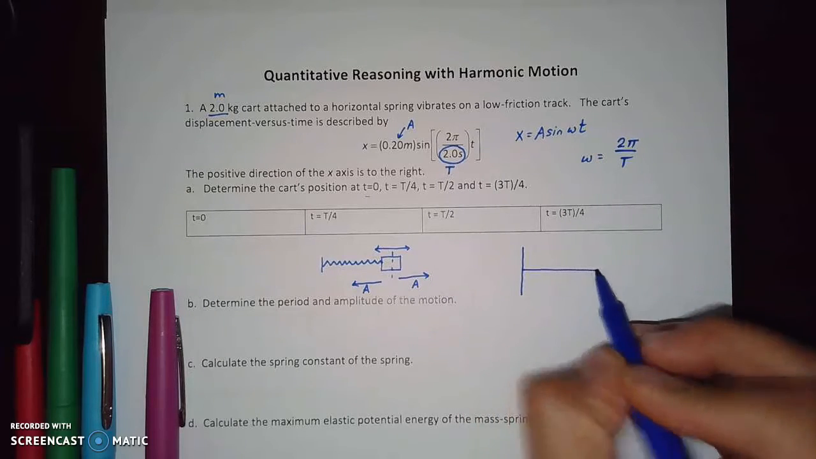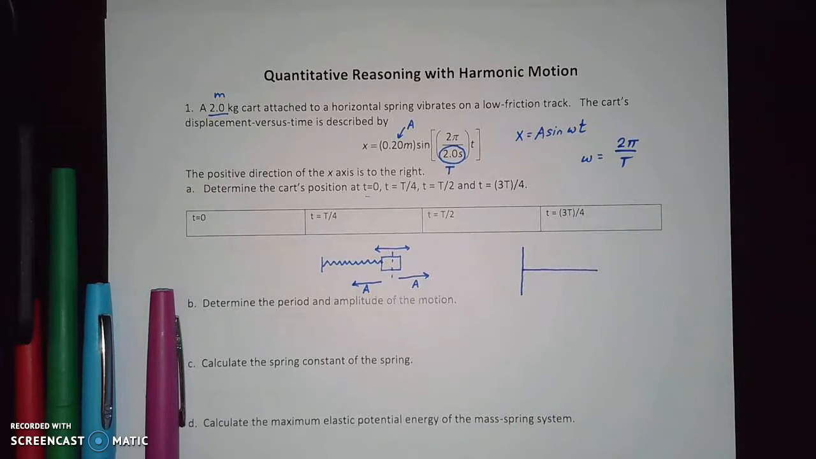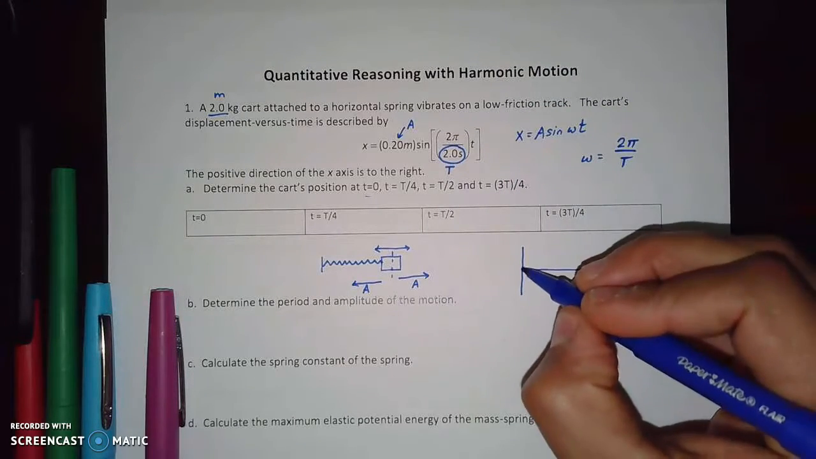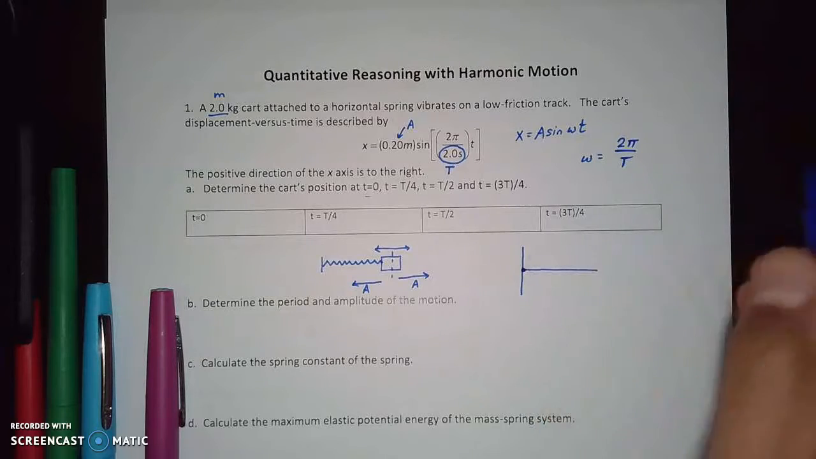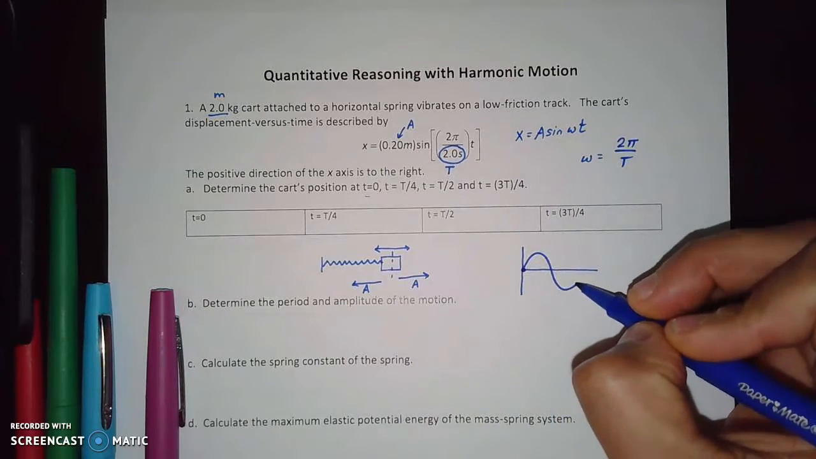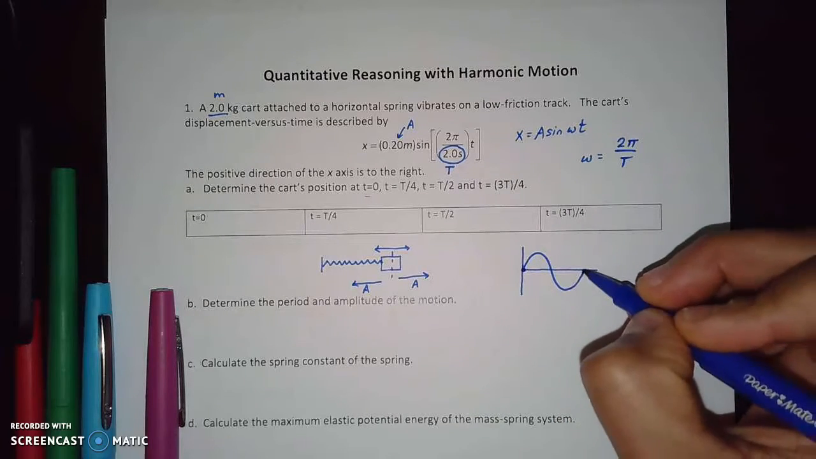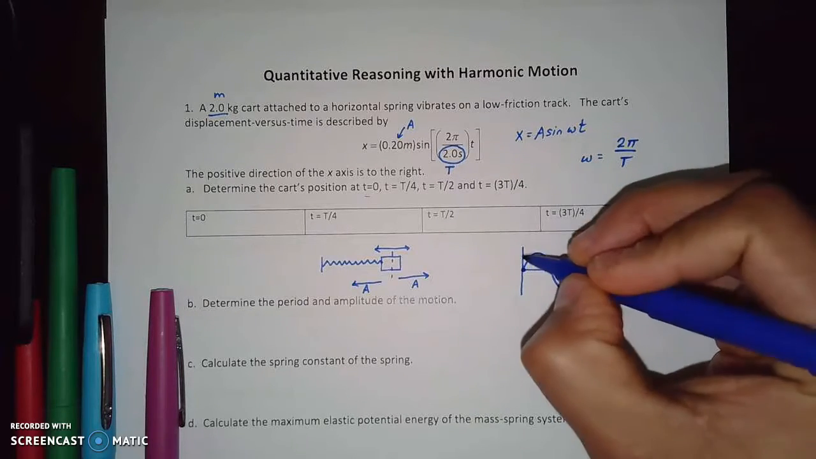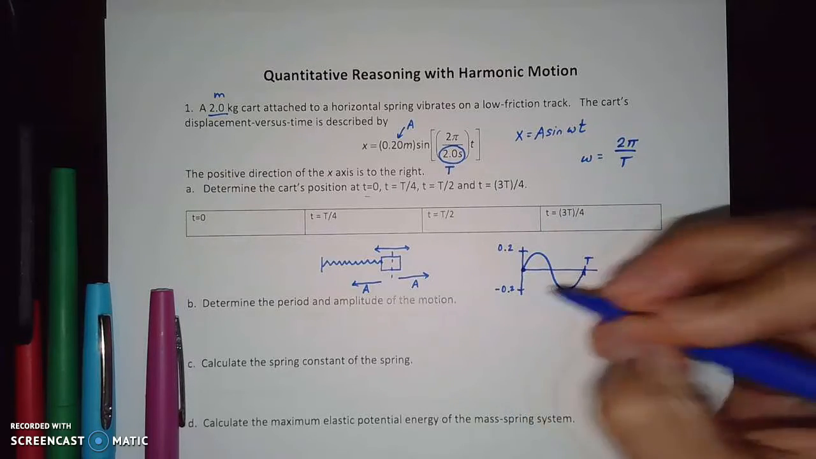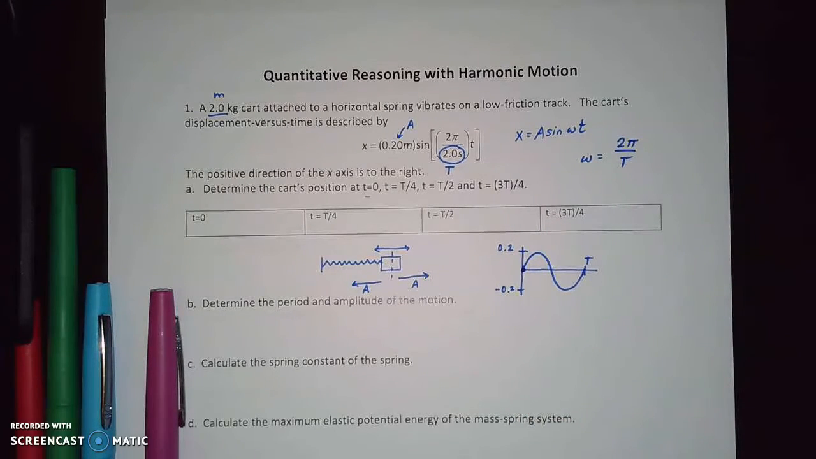Well, if we were to graph this, a sine curve, with our time being 0, sine of 0 is 0. So this positive sine curve is going to look like this. That would be 1 period. And the amplitude of this is 0.2 and negative 0.2. So we can answer questions based on that just by looking at our graph without even using our equation.